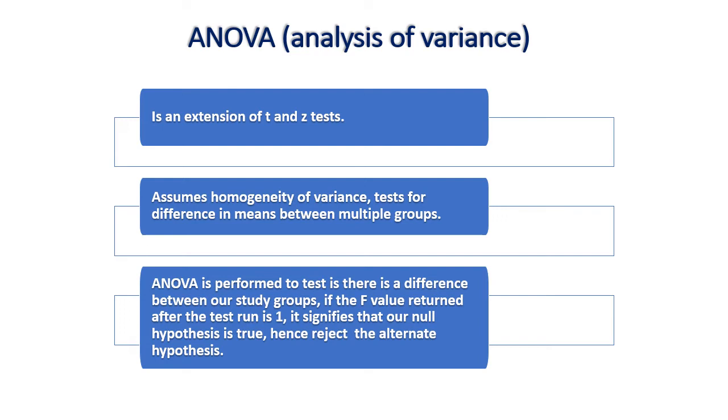So when you're performing a software test, it will usually return F values, and while it will directly also tell you whether your test difference is significant or your interaction is significant or not, it will also return you the F values, which are based on degrees of freedom. So it considers the numerator degrees of freedom and denominator degrees of freedom, based on which the F value is calculated. So if the F value returned after the test run is 1, it signifies that our null hypothesis is true, so it leads to rejection of the alternate hypothesis.